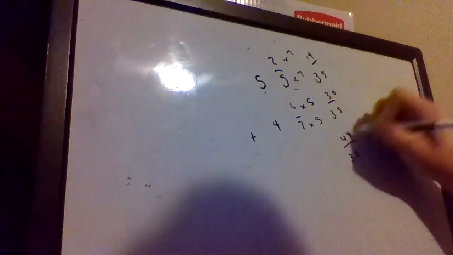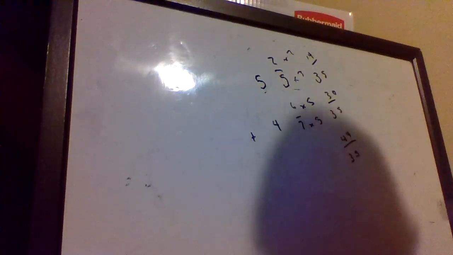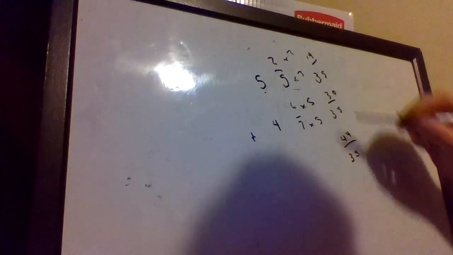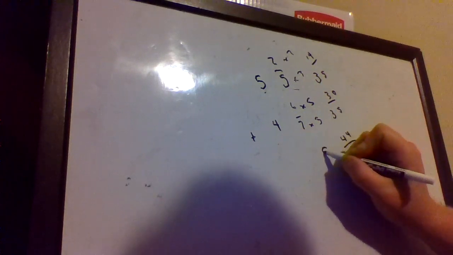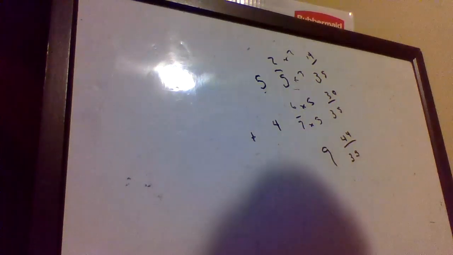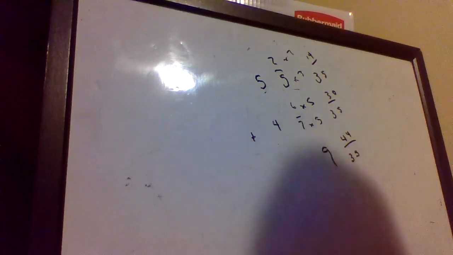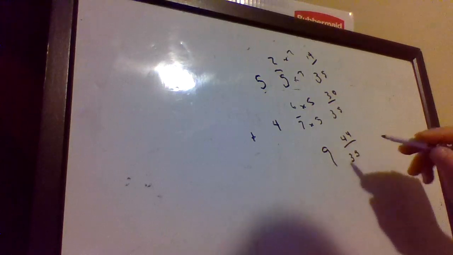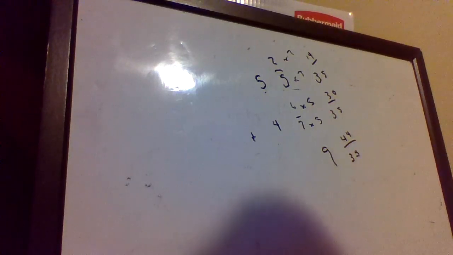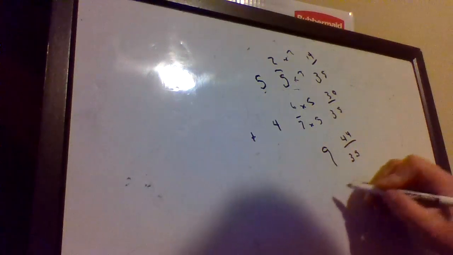And the reason I know that is because 4 plus 0 is 4, and 1 plus 3 is 4. So now we add our whole numbers. 5 plus 4 is 9. Alright, so we're there. And now here's what we have to do at the end. So 44 over 35 is an improper fraction. And 35 can go into 44 one time.